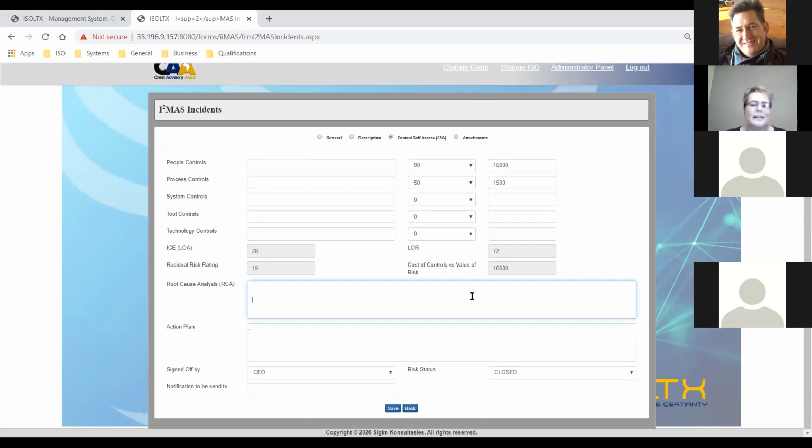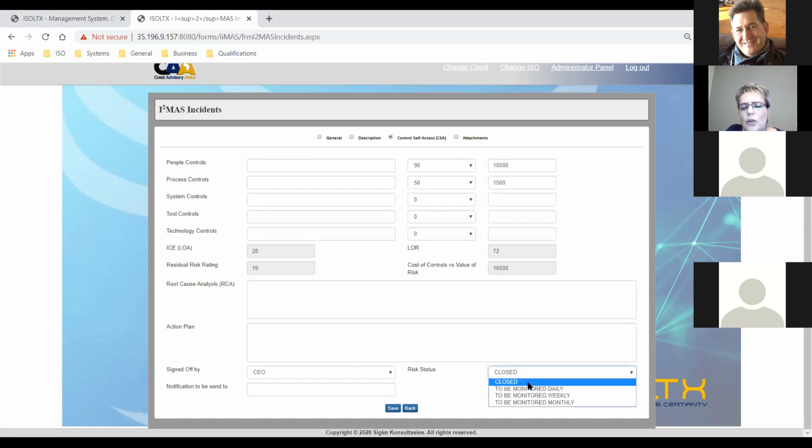The next step is then to do a root cause analysis to understand exactly where this incident occurred, what led to it, and where it actually started, and then to put your action plans in place. What is also nice about the system is you can identify who needs to sign off the incident and to whom the notifications of this incident need to be sent.